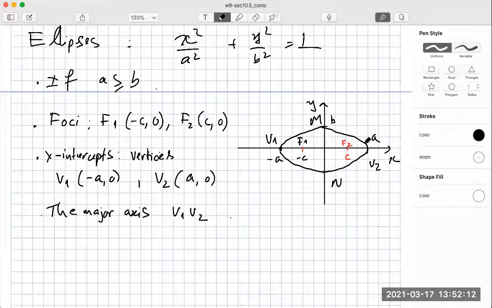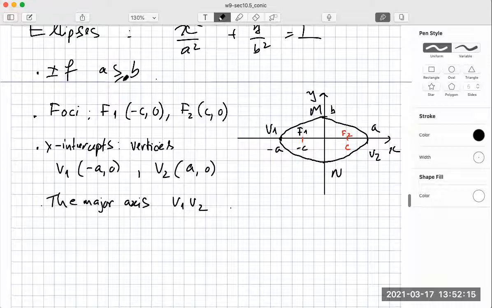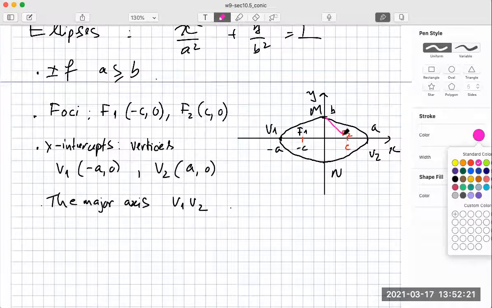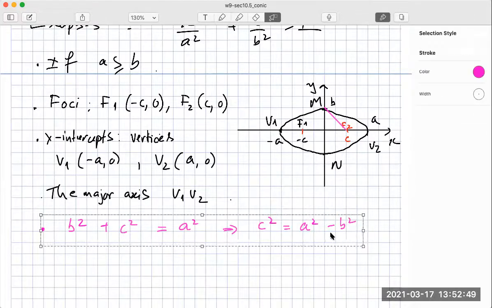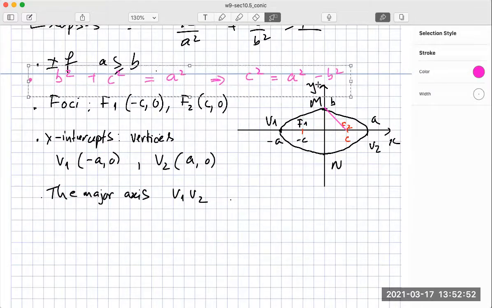And remember, because a is larger than or equal to b, and from this triangle, you just memorize this relation here. In order to find c, we have that b squared plus c squared is equal to a squared, or c squared is equal to a squared minus b squared. That is one more thing we need to know. So since we can find c in this formula, we can find the foci.